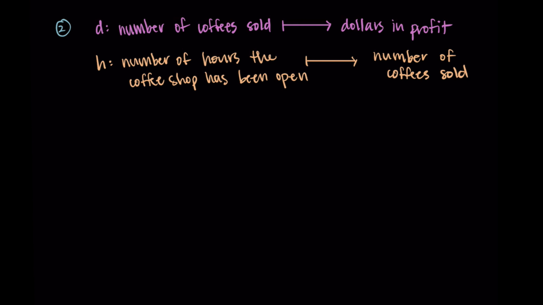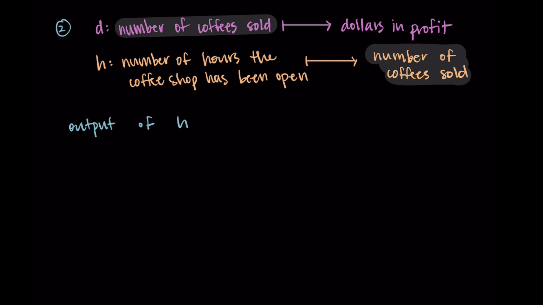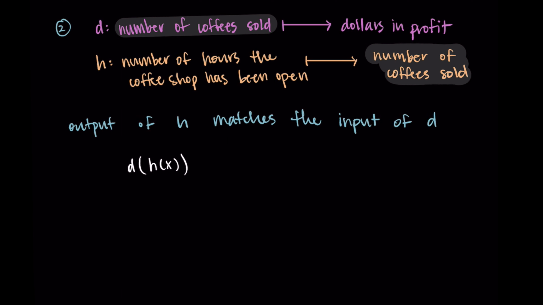So we saw in the last example that only one of the compositions worked, and here we'll find the same thing. So just looking at these two functions, I'm noticing that the output of the function h corresponds to the input of the function d. So that number of coffees sold is what the two functions have in common. So we should be able to compose them as long as the output becomes the new input. So I would say the output of h matches the input of d, and so this means that d of h of x is valid. So this works, and so this means the function d composed with h is defined.